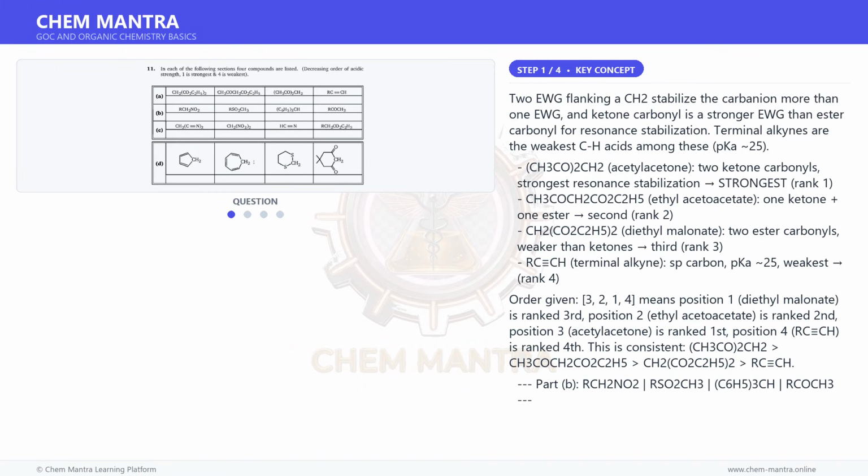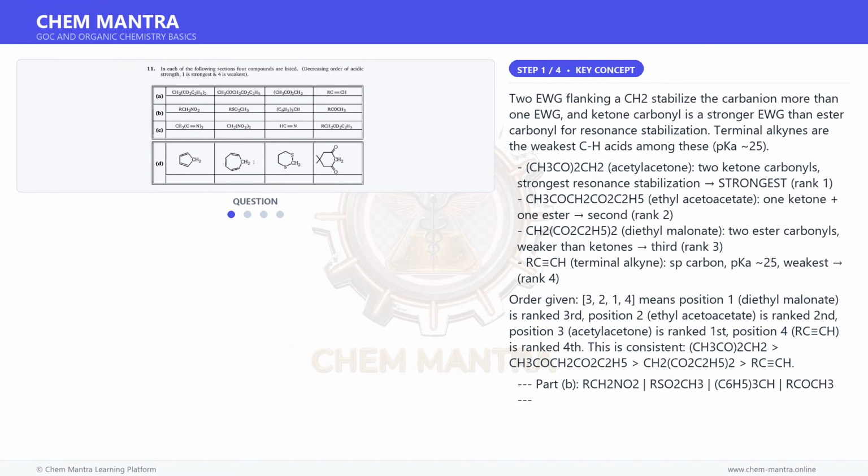CH3CO-CH2-CO-OC2H5, ethyl acetoacetate, has one ketone plus one ester, rank 2. CH2(CO-OC2H5)2, diethyl malonate, has two ester carbonyls, weaker than ketones, rank 3. RC≡CH, a terminal alkyne with an sp carbon, pKa about 25, is the weakest, rank 4.